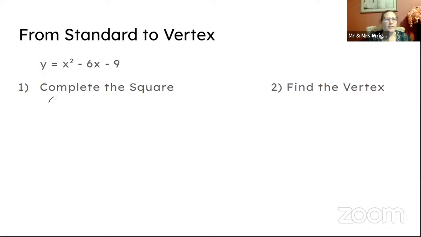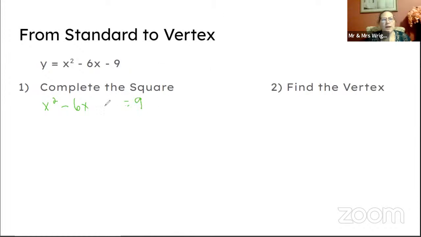We start by writing the first two terms exactly how we have them, right? Remember, we've only learned this where a is 1 in our standard form. So there's no leading coefficient here. So x squared minus 6x, we write that. And then we're going to put equals. We're going to move this minus 9 over to the other side and do plus 9, okay?